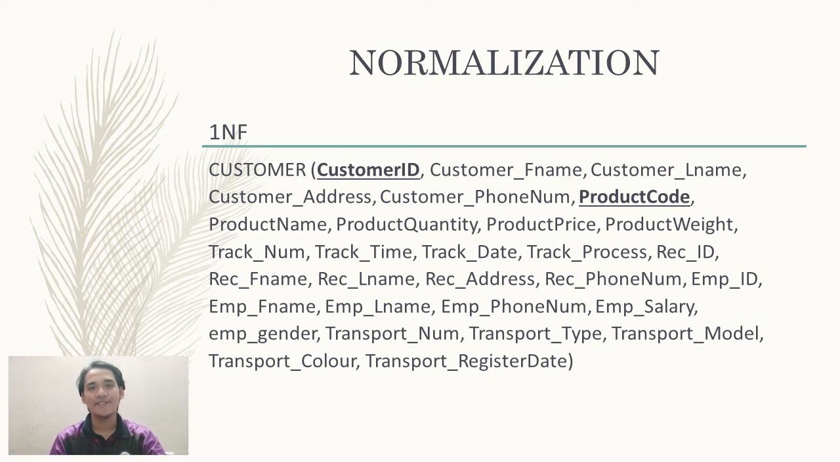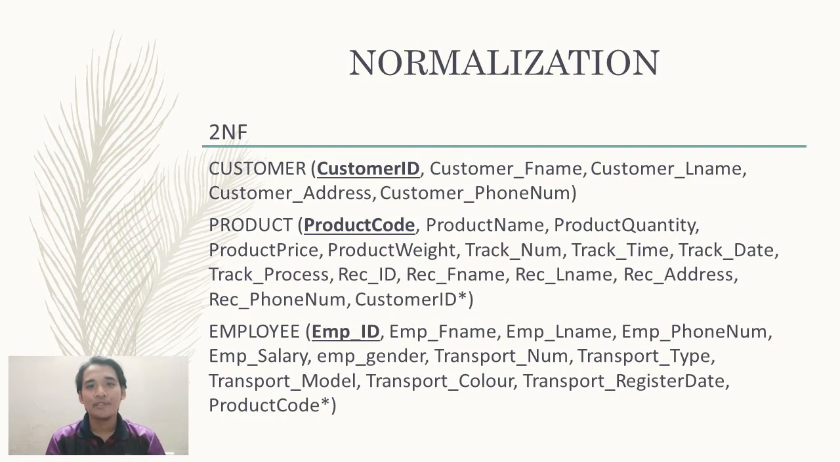As you can see, we have identified the primary keys for the table. For the customer table, the primary key is customer ID and product code. To create 2NF, we need to eliminate all the partial dependencies and make all attributes dependent only on the primary key. As you can see, we have 3 tables: customer, product, and employee.